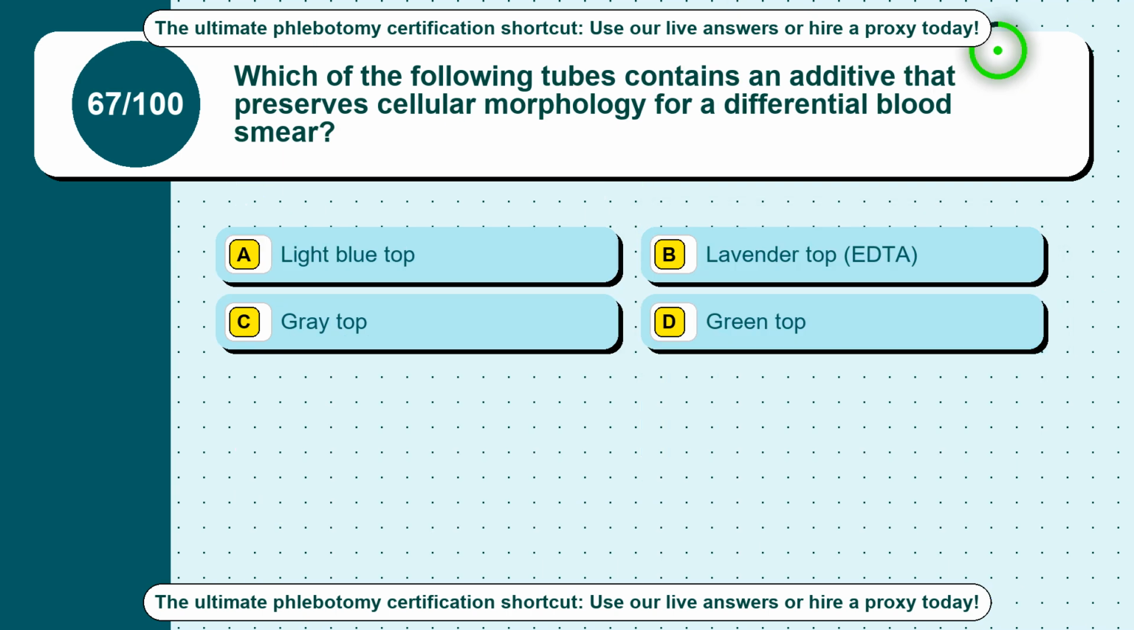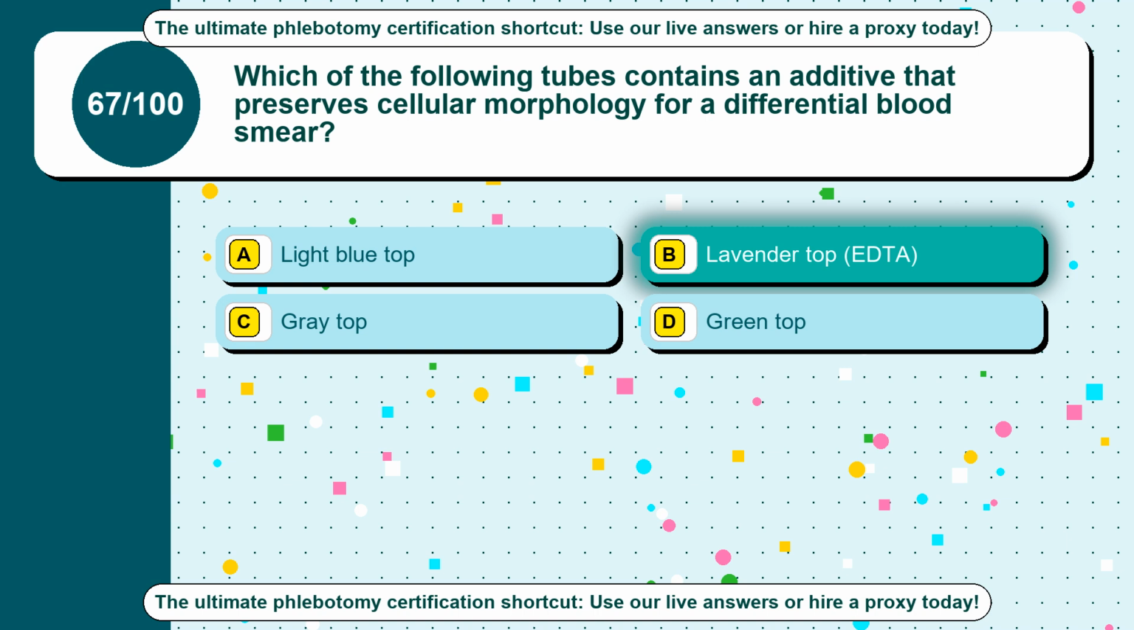Question 67. Which of the following tubes contains an additive that preserves cellular morphology for a differential blood smear? Option A, light blue top. Option B, lavender top, EDTA. Option C, gray top. Option D, green top. The correct answer is option B, lavender top, EDTA.